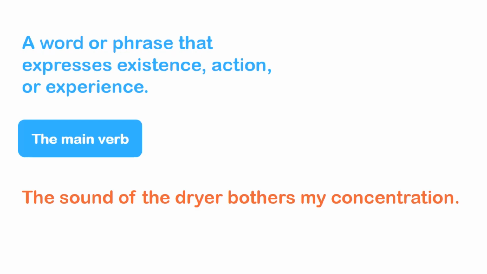The sound of the dryer bothers my concentration. From this sentence, let's try to identify which one is the subject and which one is the verb. Remember, in an English sentence, it must have at least one subject and one verb. After we have a closer look at this sentence, we can identify that the sound of the dryer is the subject of the sentence. How do we know?